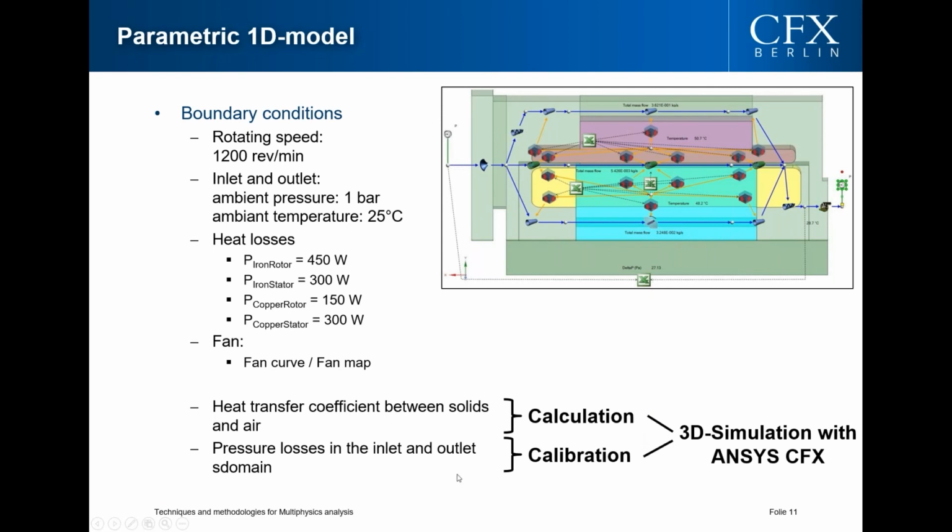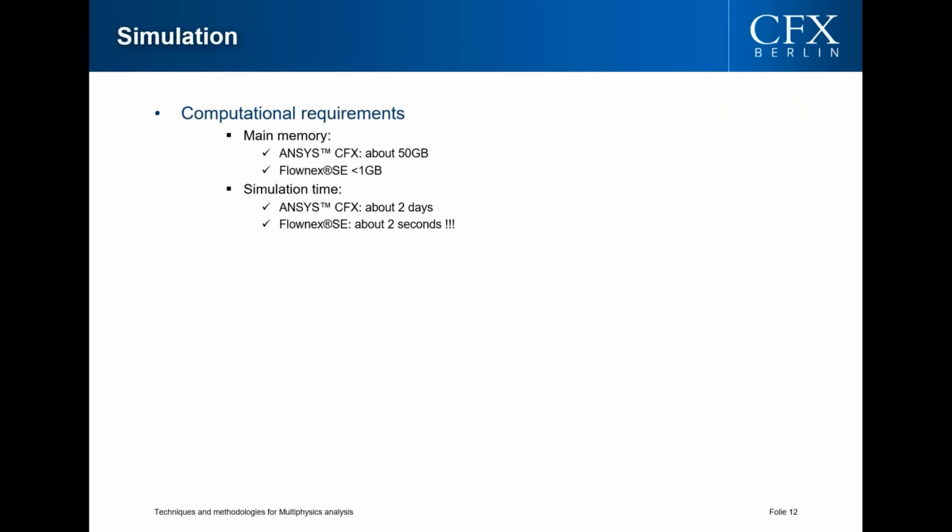Okay, so maybe now you will ask: if you do a Flownex simulation, but to be able to define the model you need a 3D simulation, is it worth something? Yeah, to answer the question, let's have a look at the computational requirements and the computational times. If we have a look at the main memory, for the simulation with ANSYS CFX we need something like 50 gigabytes. So it's already quite a lot.